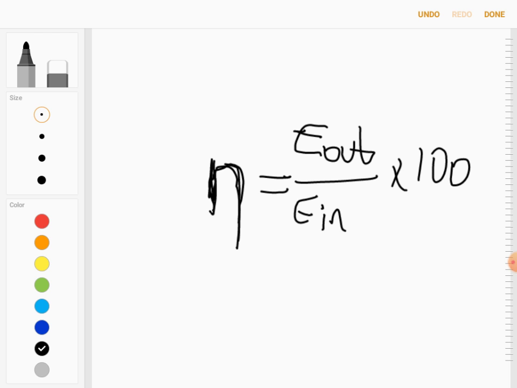So it's usually written as a percentage, and like with the efficiency for the simple machines in the last unit, the higher is better. Okay, so then there's also kinetic energy.